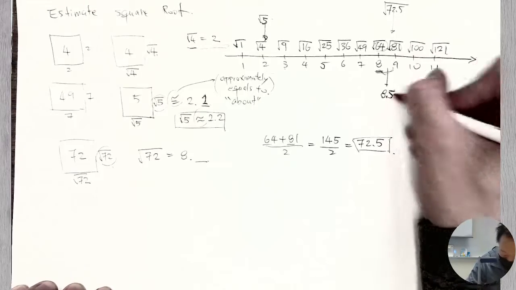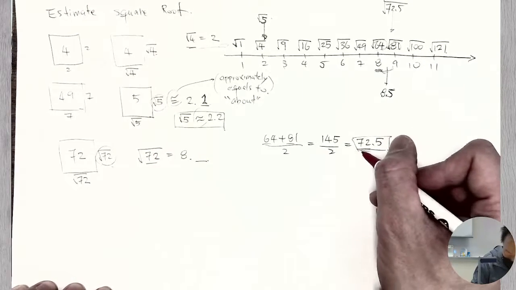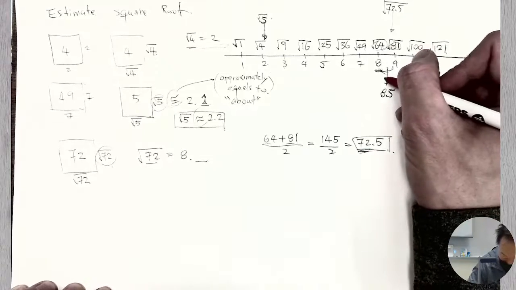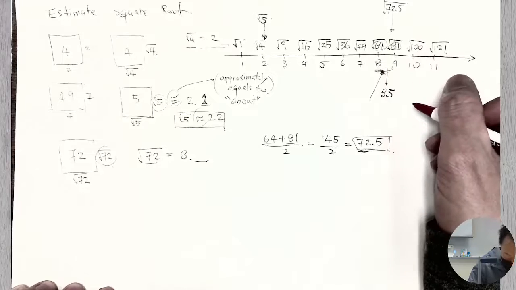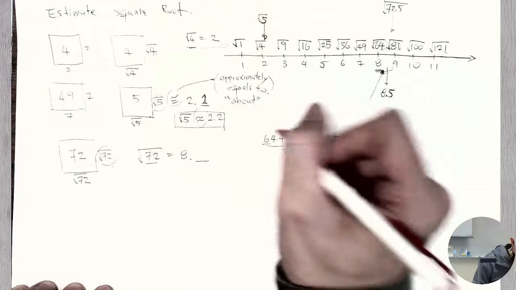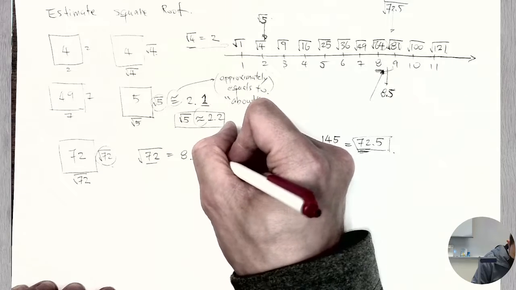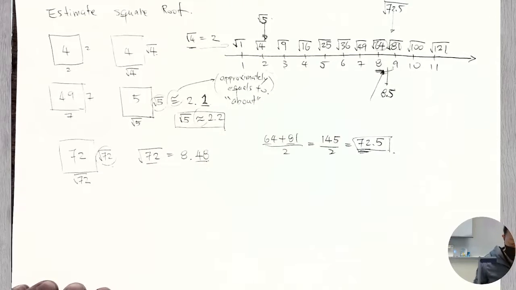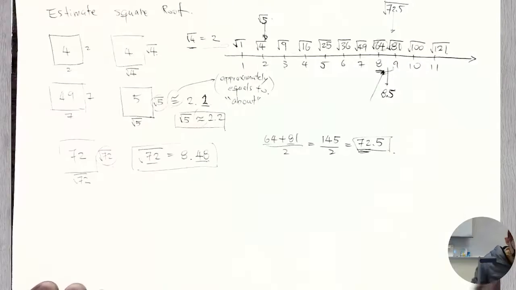All right. Now our number is 72. It's slightly less than 72.5, so it's going to be right there, a little bit less than 8.5. We can call it 8.49, 8.48, something like that. Okay, that will make sense.